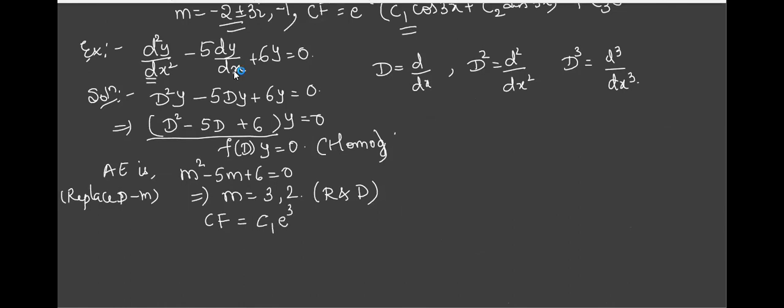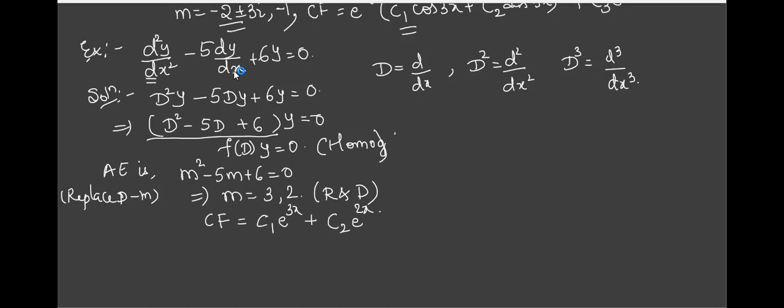C1 e raised to 3x, C2 e raised to 2x. Some of you may take 2 in the first place and 3 in the second place. There is no problem, order won't matter. Only you should write for all the roots. Hope this is clear.